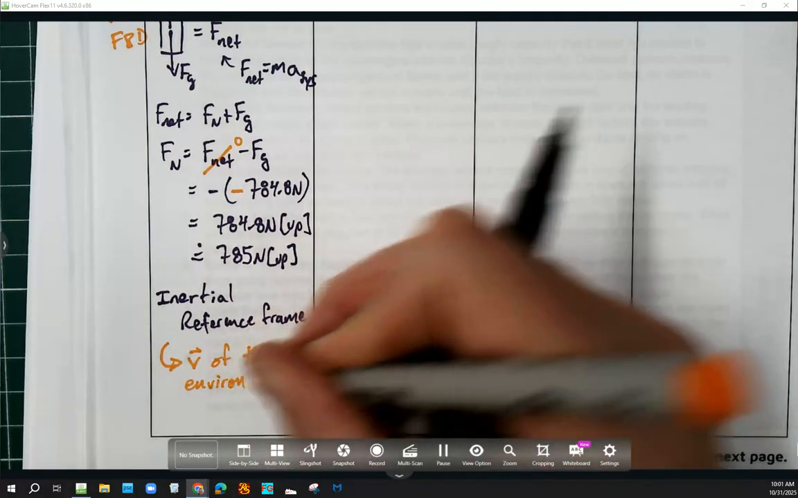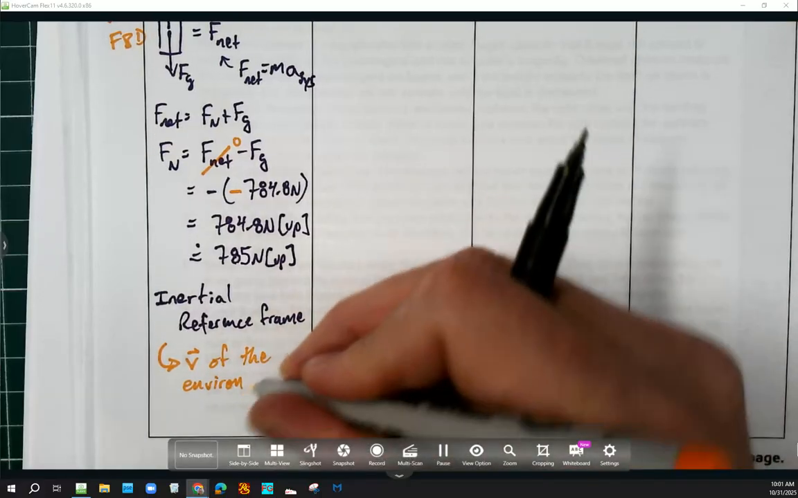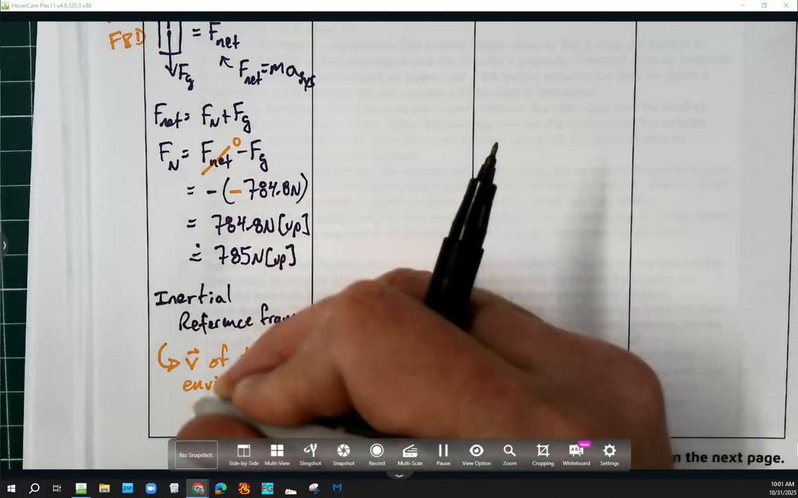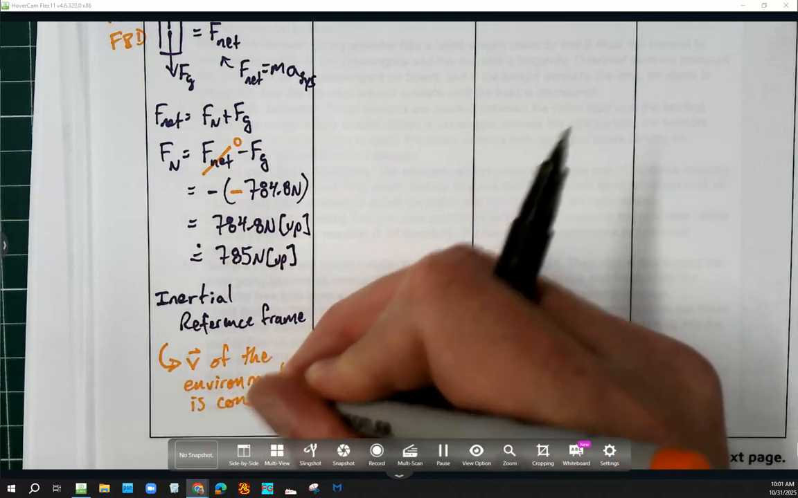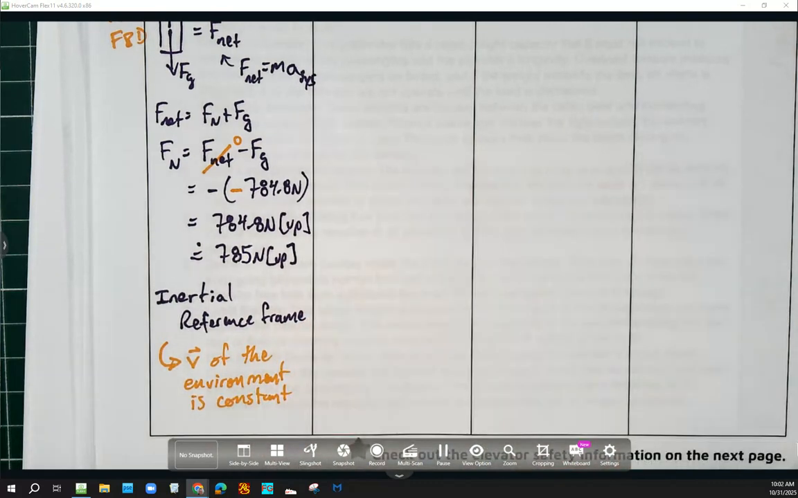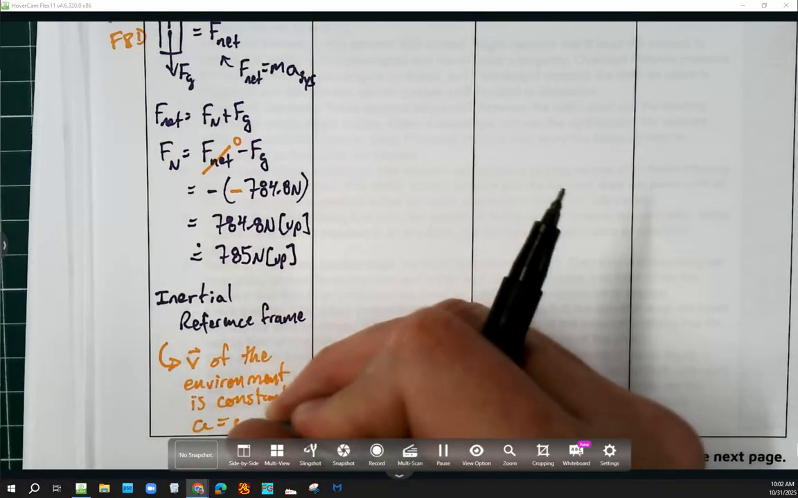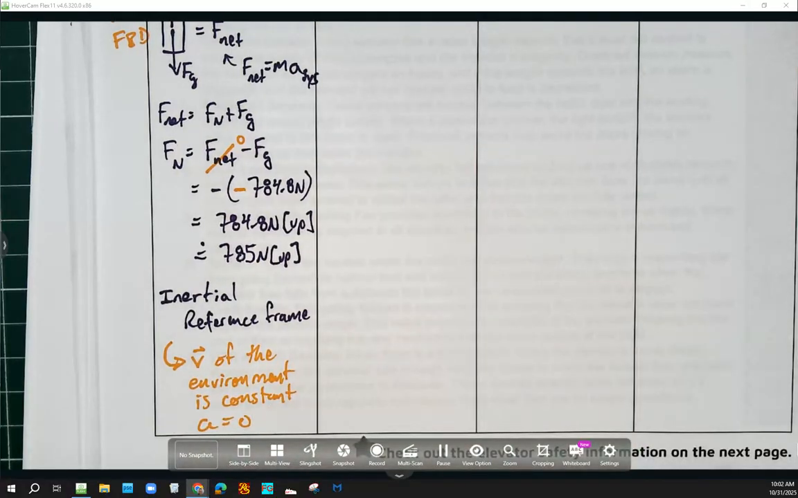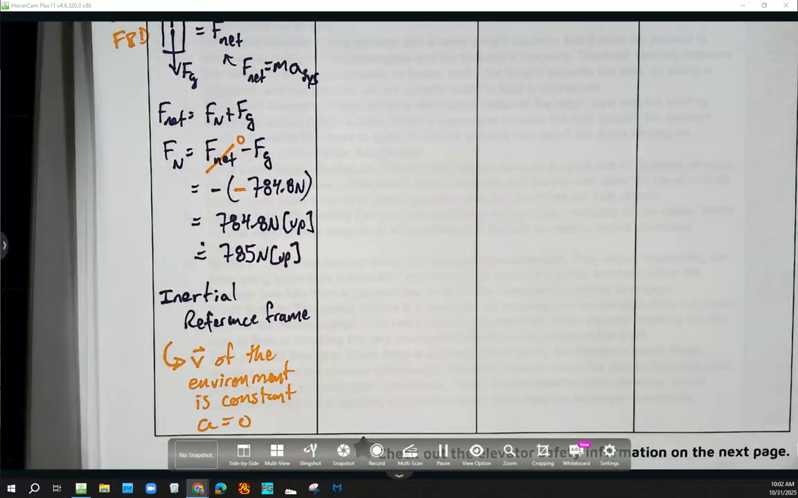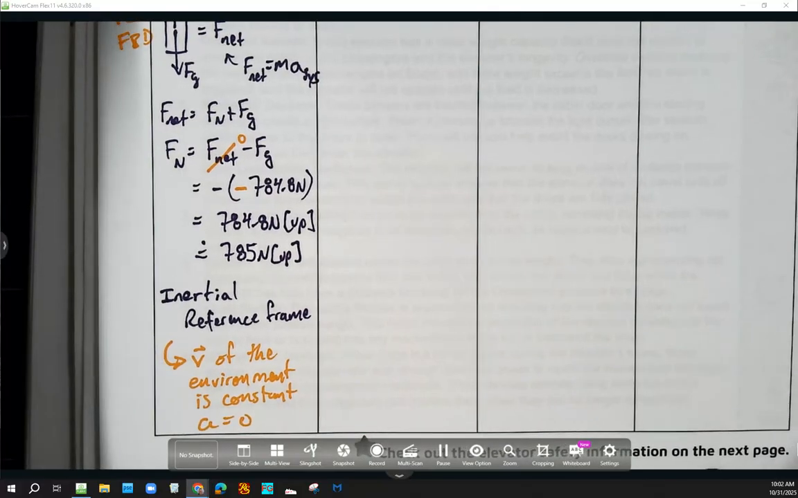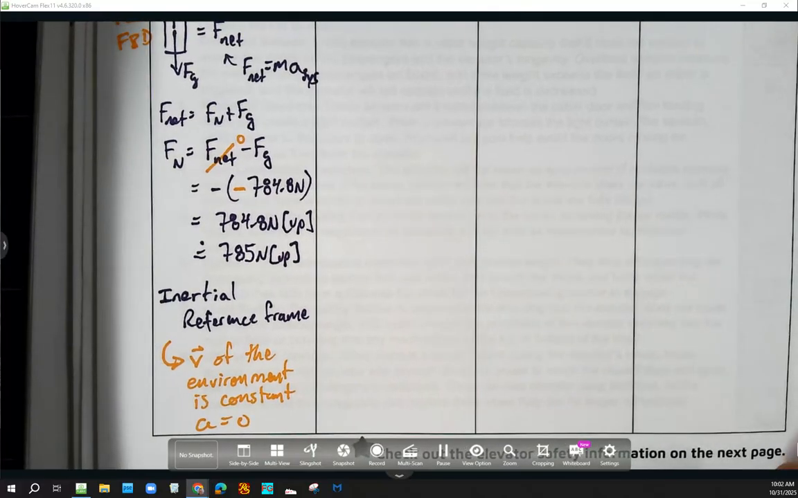In this case, the environment that he's in is his elevator. Acceleration is 0. That's interesting. When he's in an inertial reference frame, there's a name for that. I want to come back to this later, though, okay? Let's take a look at another ride.